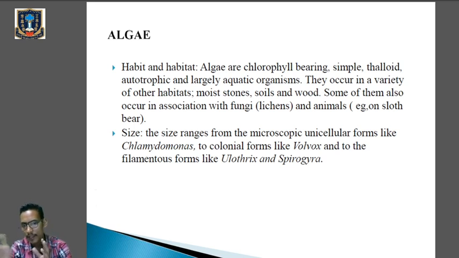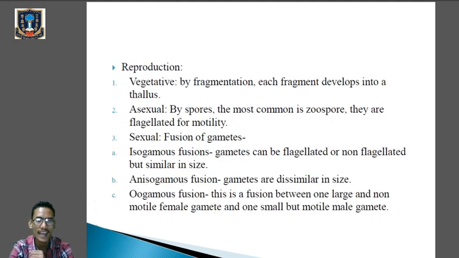Their size ranges from the microscopic unicellular form like Chlamydomonas, to the colonial forms like Volvox, and to the filamentous forms like Ulothrix and Spirogyra. So we have got different size ranges of algae. From the microscopic form like Chlamydomonas, we have the colonial form like Volvox, to the filamentous forms like Ulothrix and Spirogyra. So this is the size range of algae.